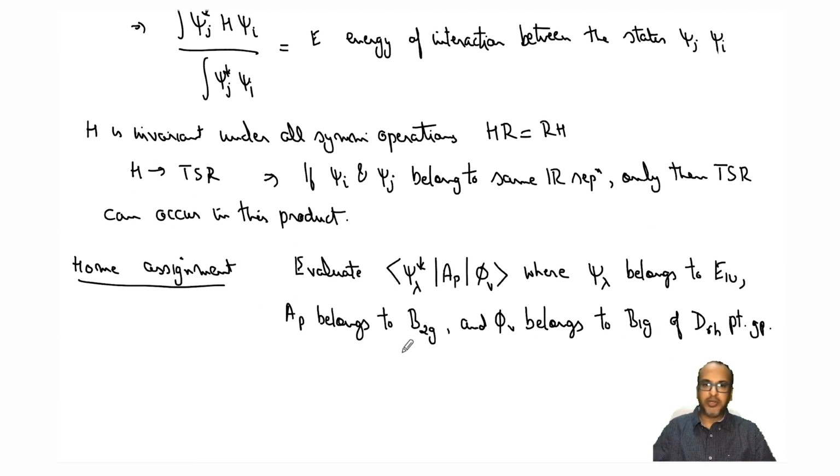What you have to do is take the direct product of all three and then use the reduction formula to see whether A1 is present or not. If A1, or A1G, whatever the totally symmetric representation is in this case, is present, then the integral will not be equal to 0, otherwise it will be equal to 0. So all you have to do is tell whether this integration will survive, that is, will not be equal to 0 or will be equal to 0.